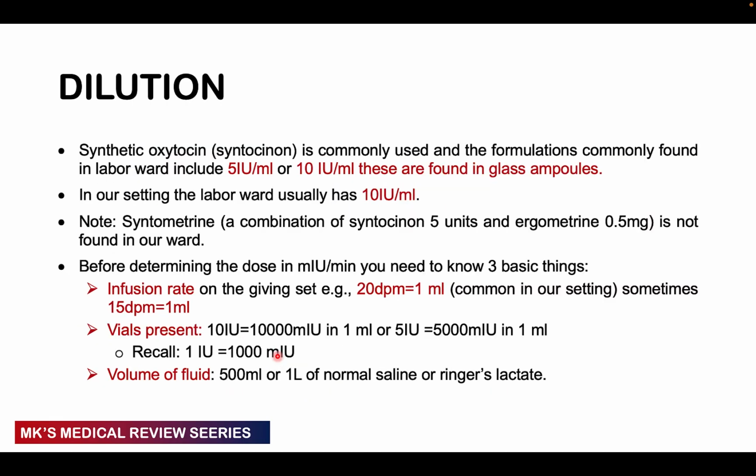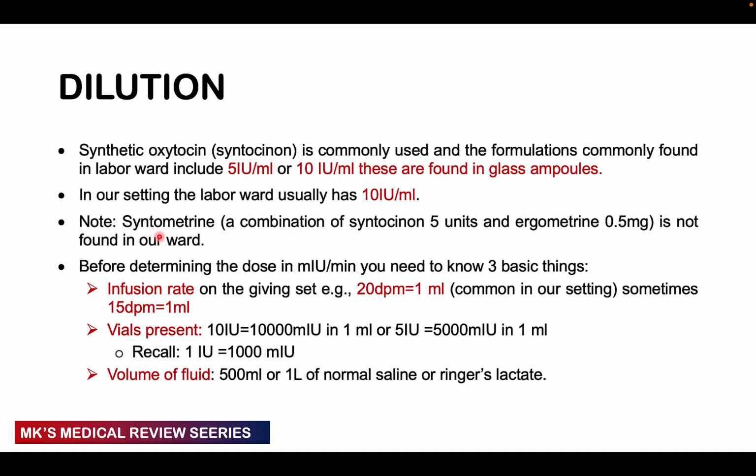Now, how do you make the dilution? What you need to remember is that synthetic oxytocin, or syntocinon, is commonly found in 2 main formulations. You have a vial containing 5 international units of oxytocin in 1 ml, or 10 international units of oxytocin in 1 ml. In our setting, we usually have the ones with 10 international units per ml, so if you give 1 ml of that vial, it's going to give you 10 international units of oxytocin. There are some formulations that contain a combination of syntocinon 5 units and ergometrine 0.5 milligrams, which we call syntometrine, though these are not found in our wards. And remember, anything with ergometrine should be avoided, especially in hypertensive patients.